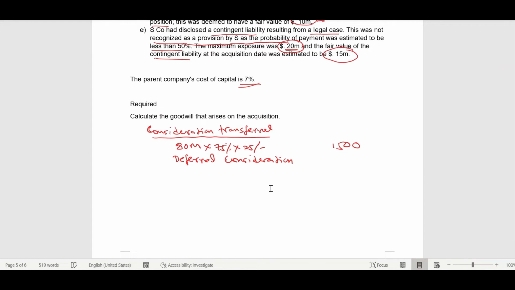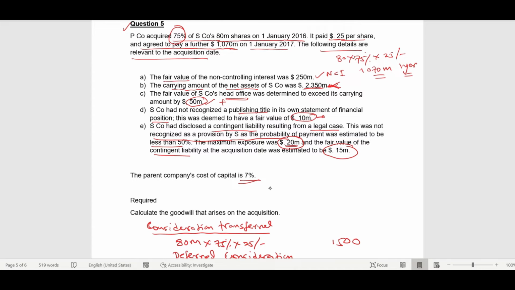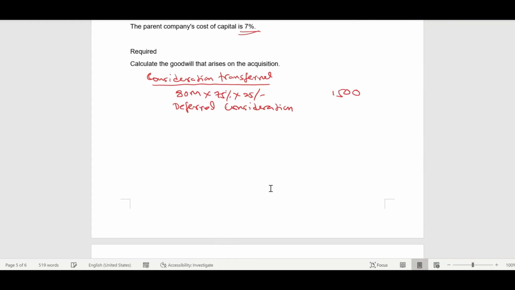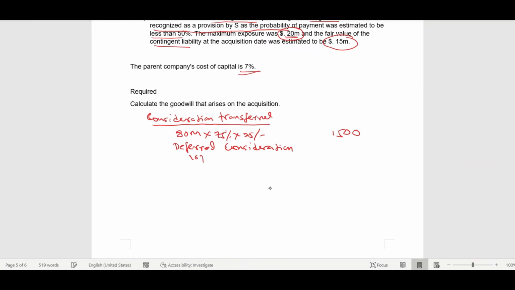1,070,000. Since we have to take the fair value, you need to calculate the present value of the payment, because they agreed to pay this after 1 year's time. So if you take the discounting factor, because you are given the cost of capital as 7%, 1.07, you can identify the discounting factor. So that will be 1 million.